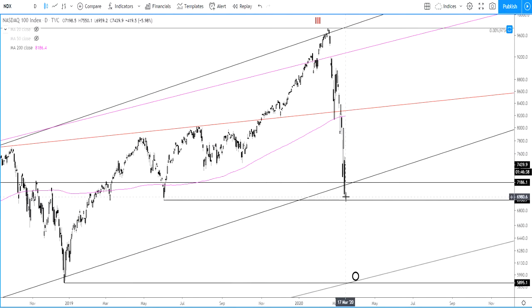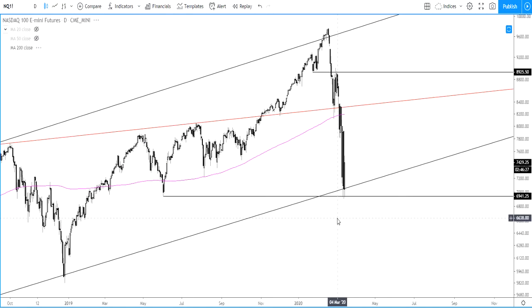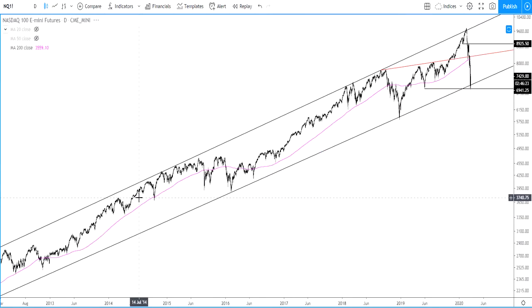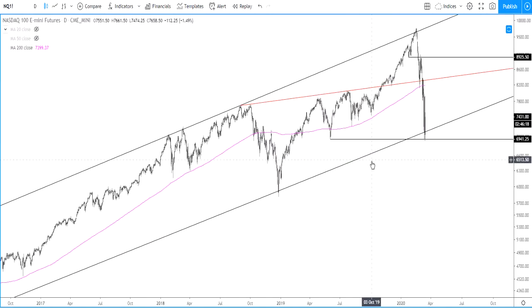Yesterday in the post, I was noting that we could take out maybe that low from June and then reverse higher. We didn't do it in cash. We did do it in futures, right here. Okay, and you can see the channel that we held here as well. So good spot for a low.